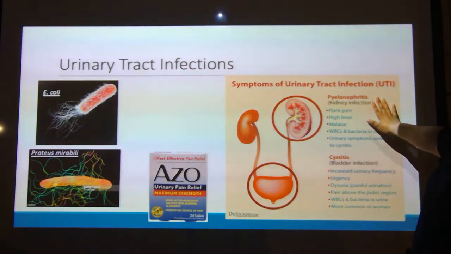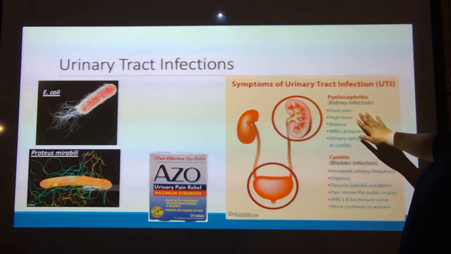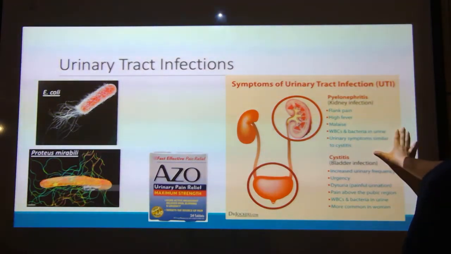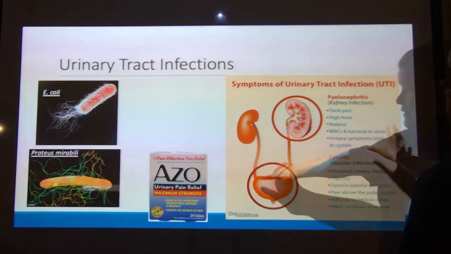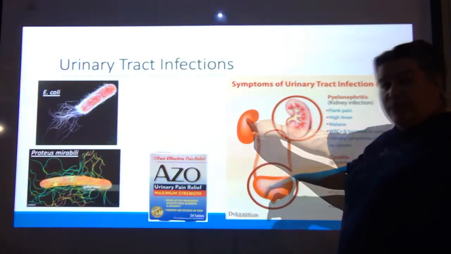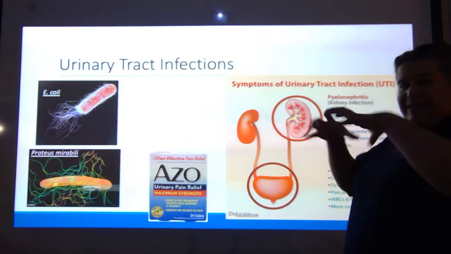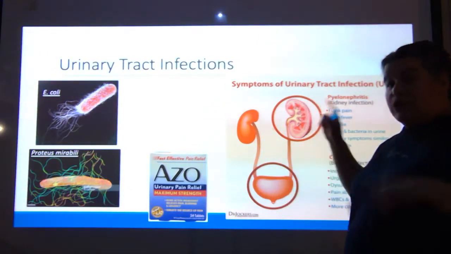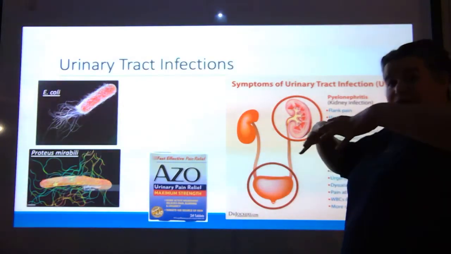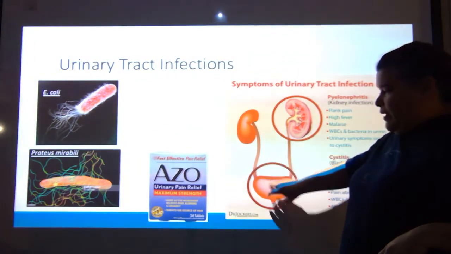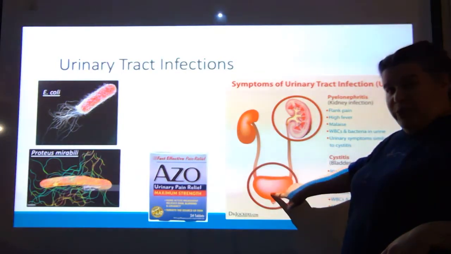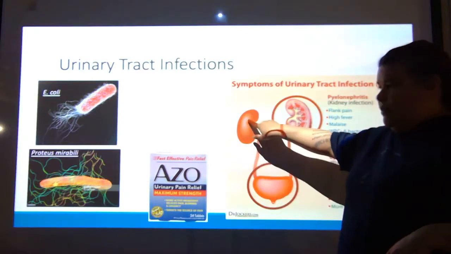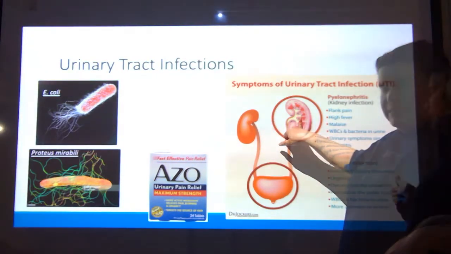Pyelonephritis, the kidney infection. You usually have flank pain, a high fever, malaise, white blood cells and bacteria in the urine, and urinary symptoms similar to cystitis. These tubes right here, these ureters, when your bladder is somewhat full, like I said, it kind of kinks back and it kinks the ends of these tubes so nothing can go backwards. When you let your bladder overfill, though, it opens these tubes back up. If bacteria has made it from your urethra up into your bladder, and now you've got these tubes open, all they have to do is travel up to get to the kidneys.